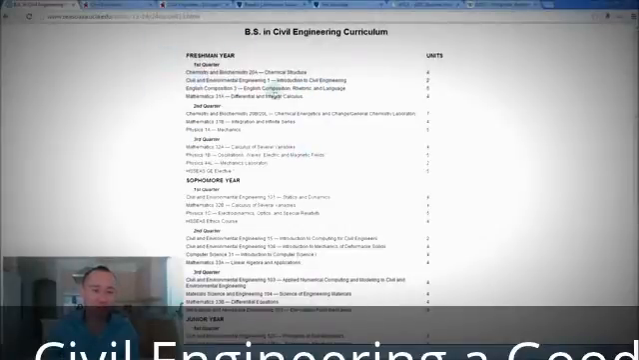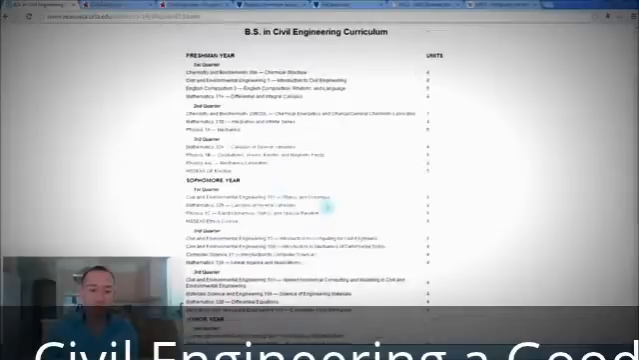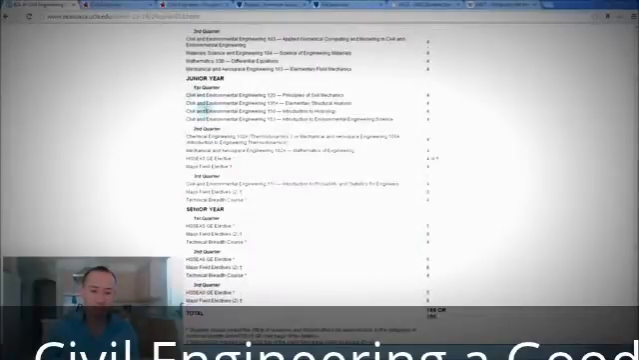Alright, so here we have the curriculum from UCLA's website. This is a roadmap. Right away I can tell you that the first 2 years look pretty similar to any other engineering. And for the most part, if you decide to switch out of civil engineering after your first or second year, you can go to mechanical or aerospace and not lose too many units. That's a pretty simple switch.